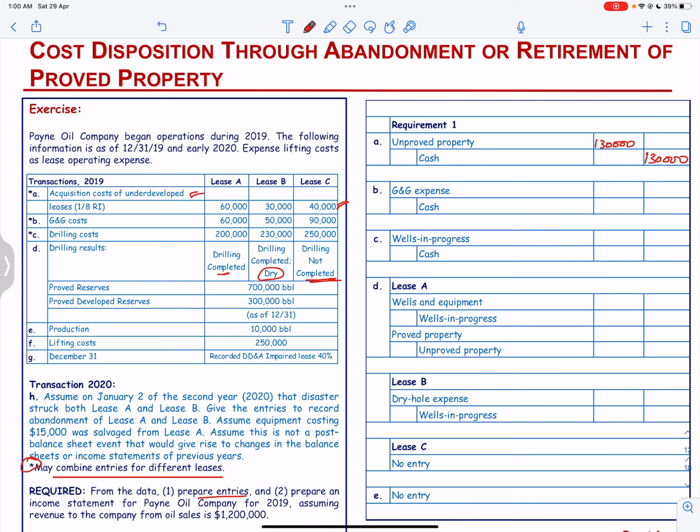Then number B, we have G&G cost expenses and we can combine, so 60 plus 50, and this will be 200,000. Okay. Then we have number C. We have the drilling cost, and obviously these are at the time of acquisition, so these are wells in progress, and the cost will be 200 plus 230 plus 250, that will be 680,000.